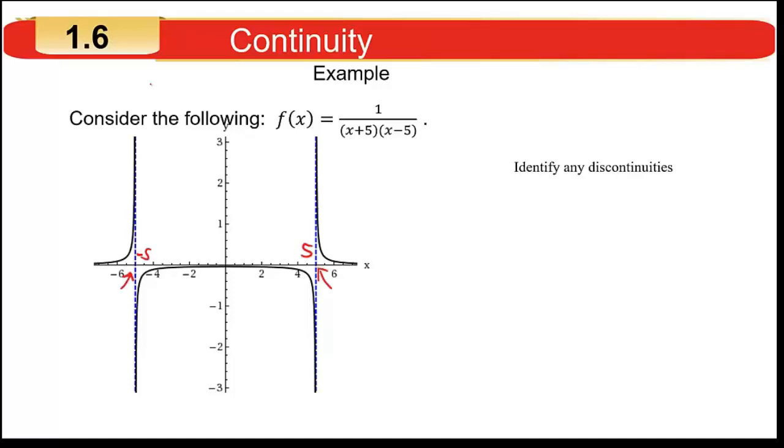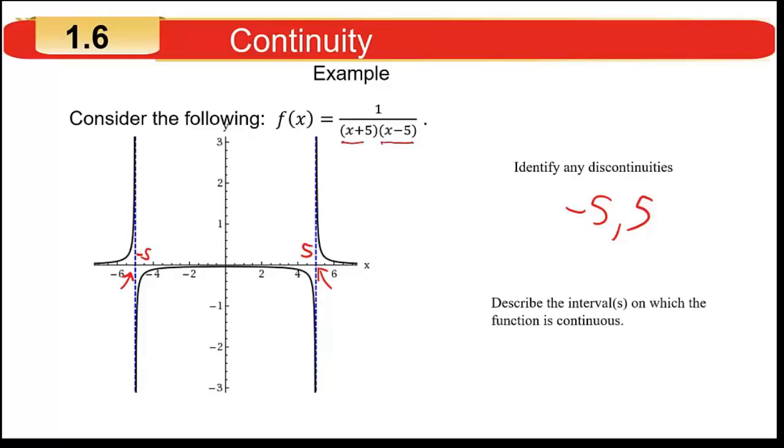If you're looking at the graph, you can see that you're at minus 5 and 5. If you look at the function itself, you can see that if you plug a minus 5 in here, you get a 0. If you plug a 5 in here, you get 0. So either way you look at it, the discontinuities are at minus 5 and 5.